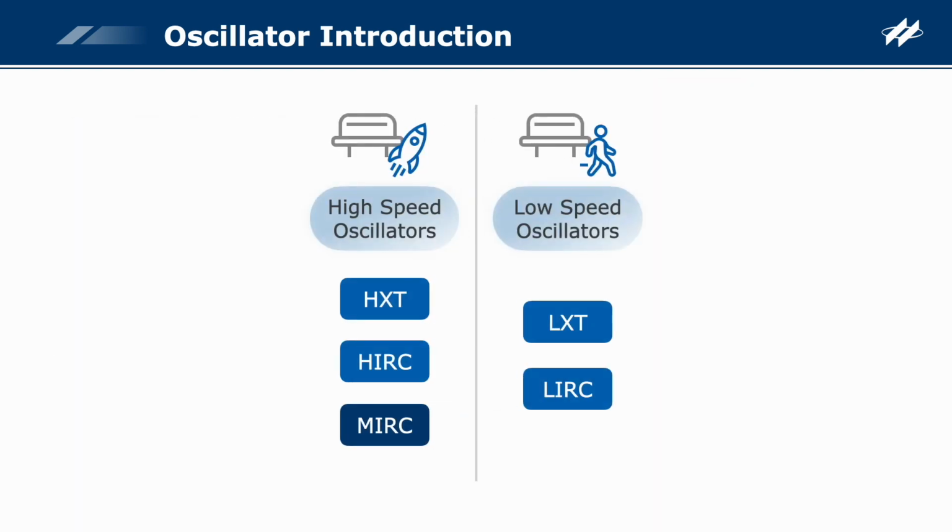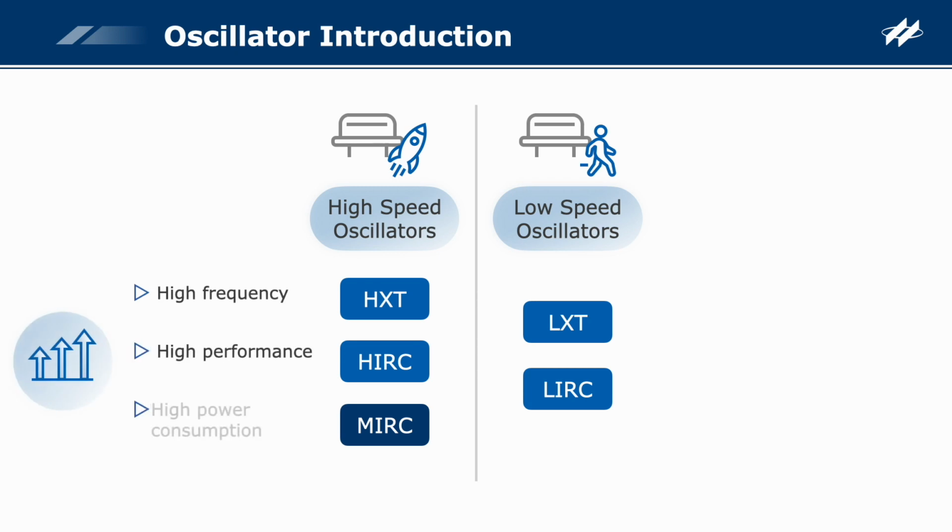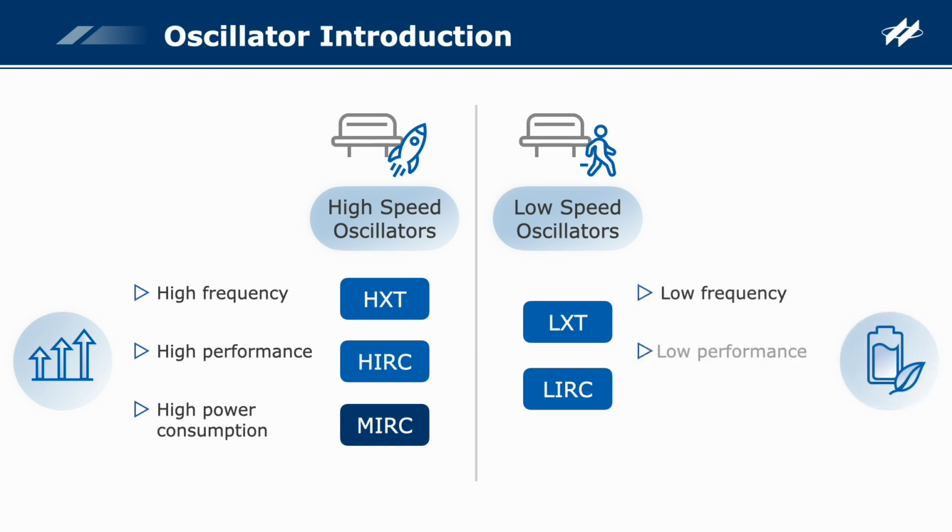What are the differences between high-speed oscillators and low-speed oscillators? Compared with low-speed oscillators, high-speed oscillators can output higher clock frequencies to provide higher performance, while resulting in high power consumption, which means to consume more electricity. Low-speed oscillators, on the other hand, output lower clock frequencies, providing lower performance but with the benefit of low power consumption, which means to consume less electricity.